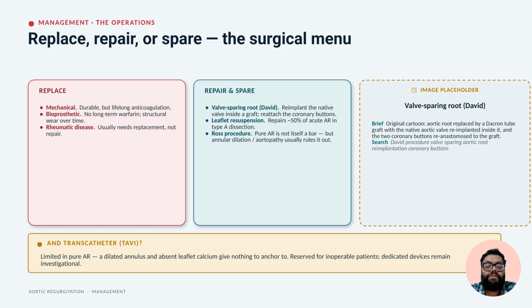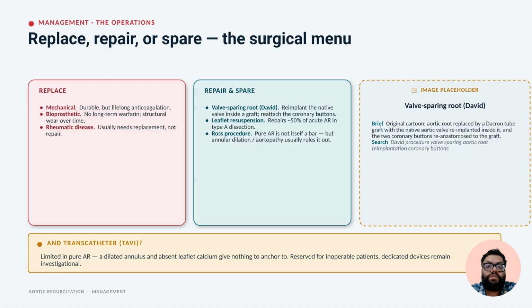Finally, the operations themselves, which divide neatly into replace, repair, or spare. Replacement is the workhorse. A mechanical valve is extremely durable but commits the patient to lifelong anticoagulation, whereas a tissue valve frees them from warfarin at the cost of structural degeneration over the years. And rheumatic valves are generally too damaged to do anything but replace.